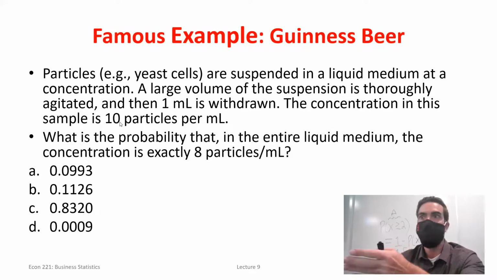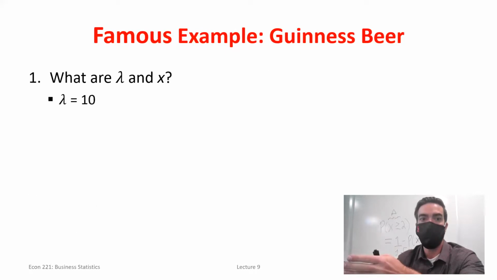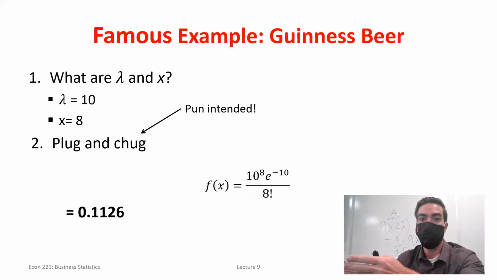Well, my lambda is 10. The x that I'm interested in is 8. And so it's just a matter of plugging those values in, and we get about 0.11. Right? So just plugging in, chugging, because it's a Guinness example.